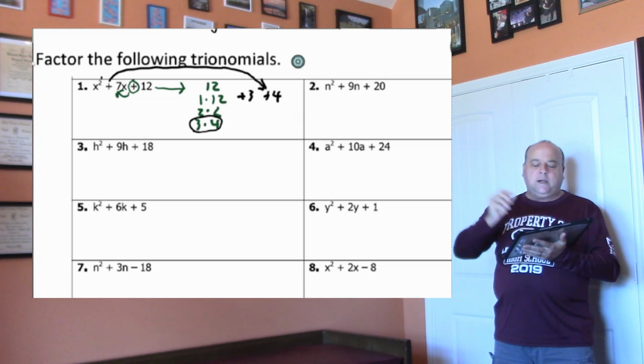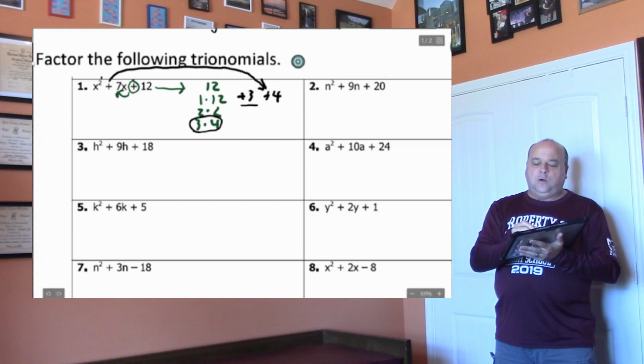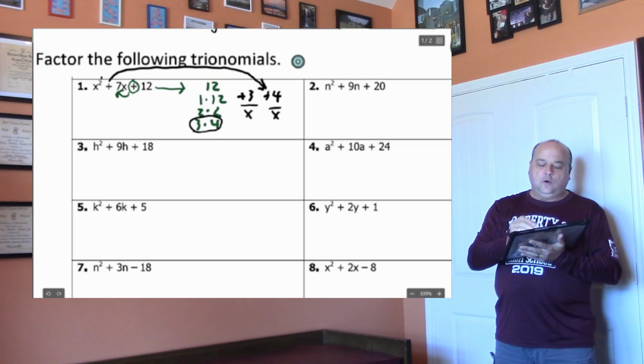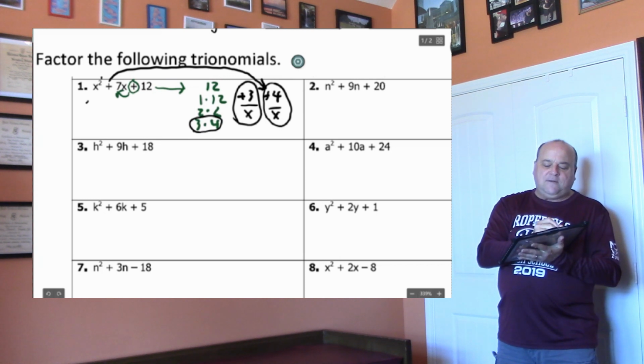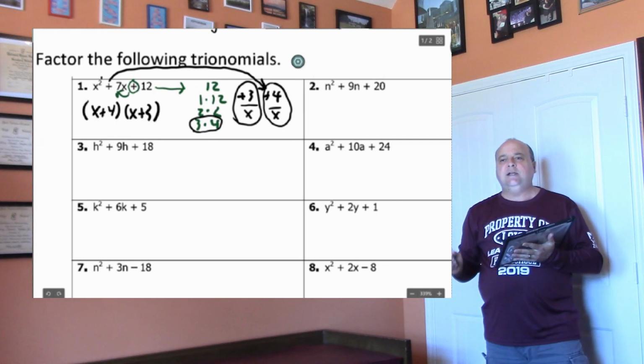Now then, real quickly, the opposite of multiply is divide. We're going to divide both of these by x, okay? This right here will turn into your factors. Okay, so my factors are going to be x plus 4 and x plus 3, and you could write that in any order.